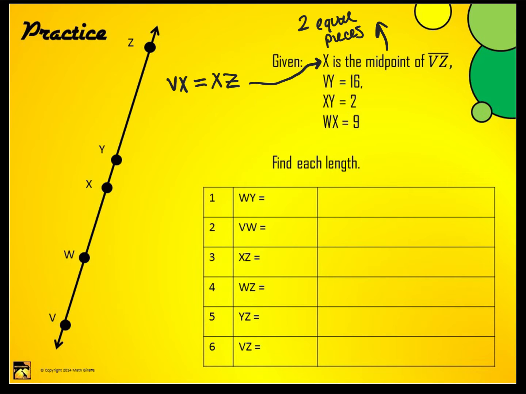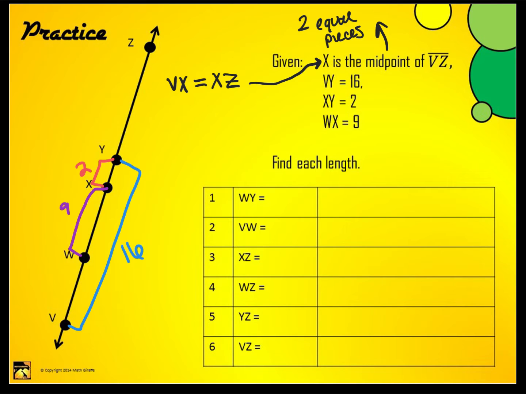All right, we're also given that V to Y is 16. We know that X to Y here is 2. And we know that from W to X is 9. All right, so we've marked all of our given pieces on here, so it's a little easier to see.